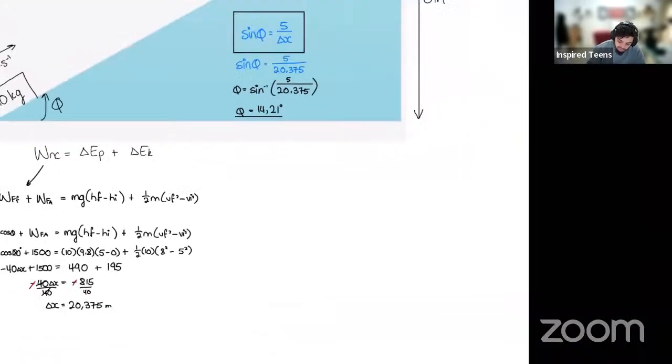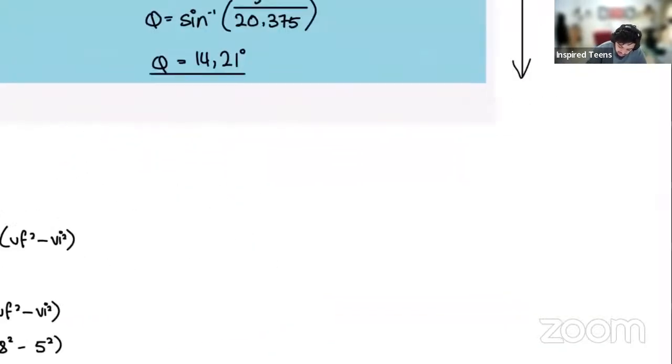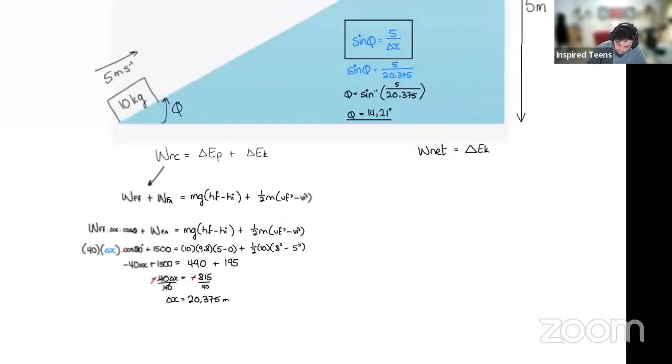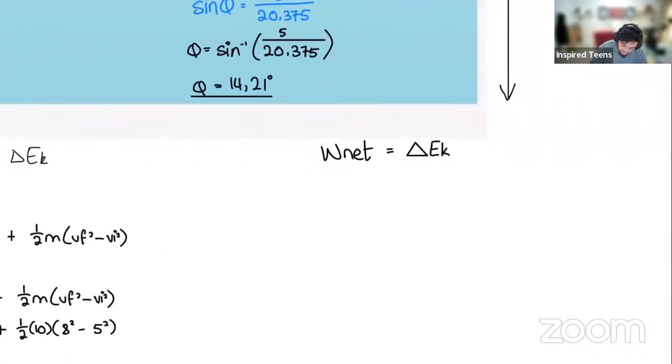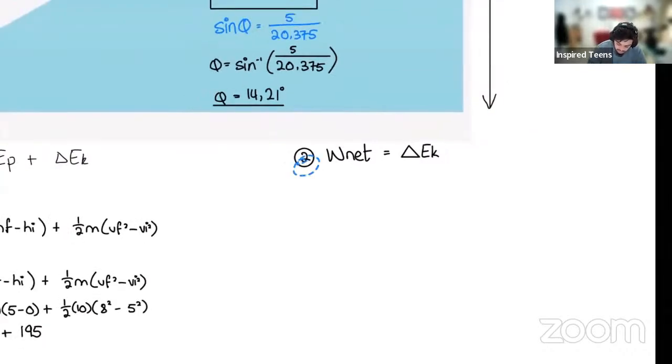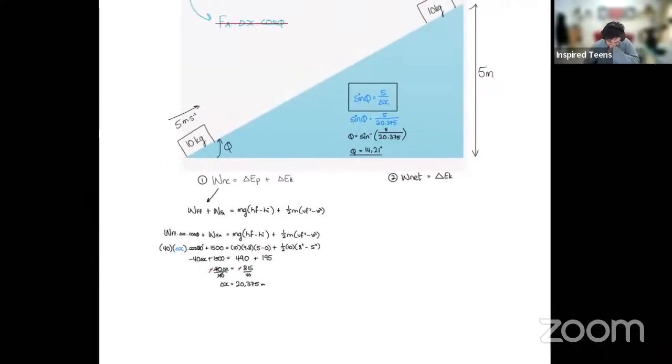Now, I want to solve the same question using WNet, to show you that you don't have to always use the one formula, right? It is possible to use other formulas. So this is the first way. We're going to go a bit over time, just to solve this question quickly. So the first way and the second way.